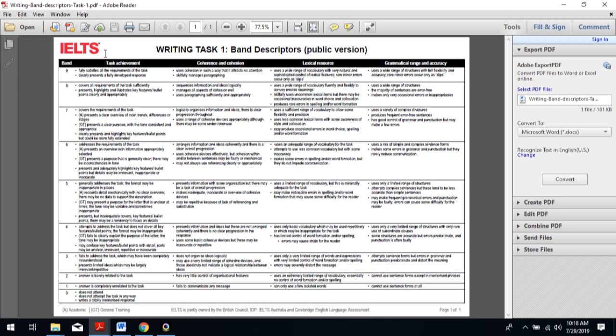All right, so as you can see here, you have the 9 band scale, okay, 0 to 9, and this is 7. There are 4 criteria for marking you in your task. Task achievement, coherence and cohesion, lexical resource, and grammatical range and accuracy. Now, let's take a closer look.